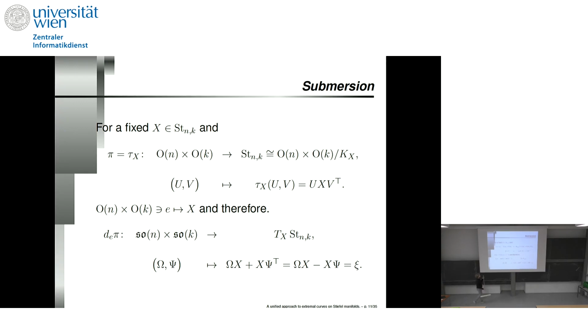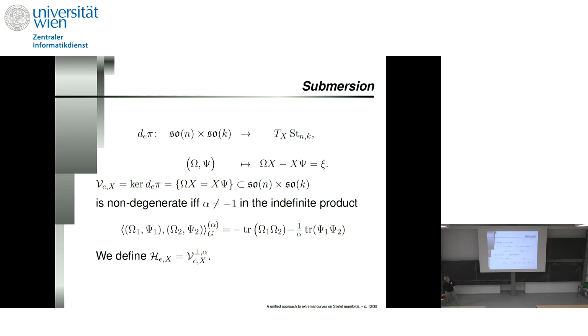By the way, here you see how to calculate the projection from the Lie algebra to the tangent space at point X. This is just a differentiation of the action in this case. But as I said, we want to have something like a Riemannian submersion. This is the kernel, and the kernel will be called the vertical space. Yes, vertical space, and this is described, of course, in this way.